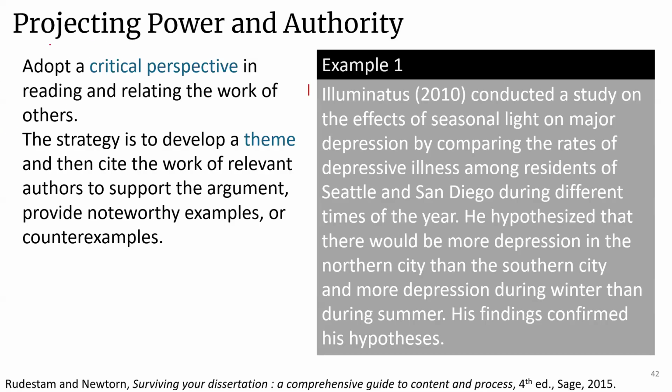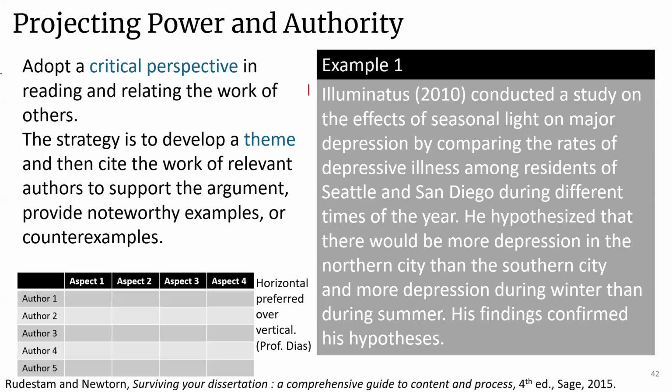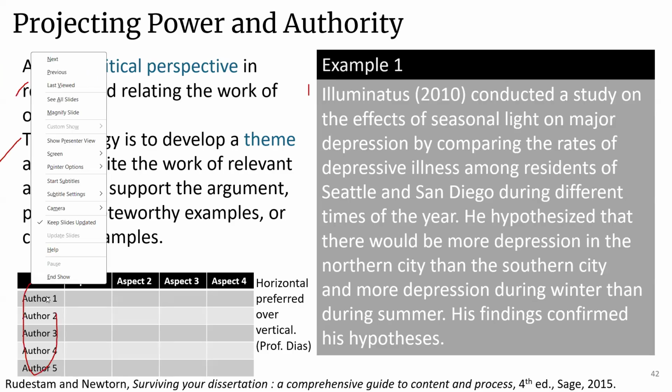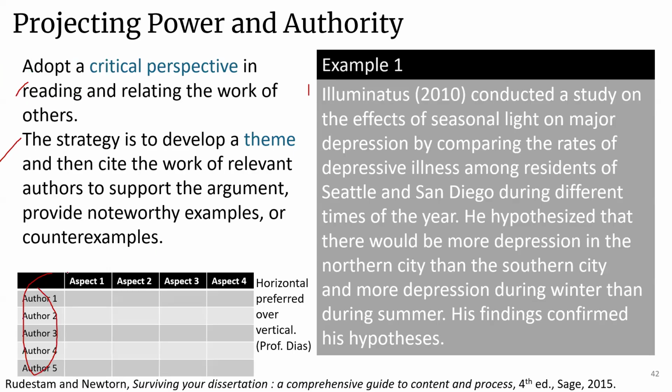The strategy is to develop a theme and then cite the work of relevant authors to support an argument. Provide noteworthy examples or counterexamples. So in our literature search, rather than going through a list of authors, author one said this, author two said that, we must go through aspects, write about each aspect, and cite several papers in support.